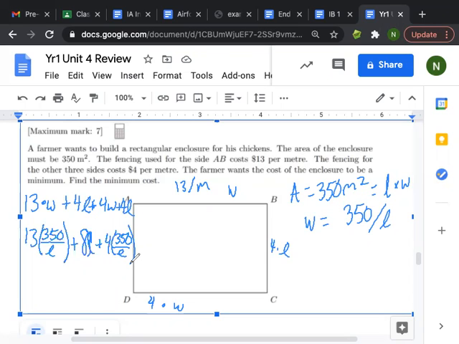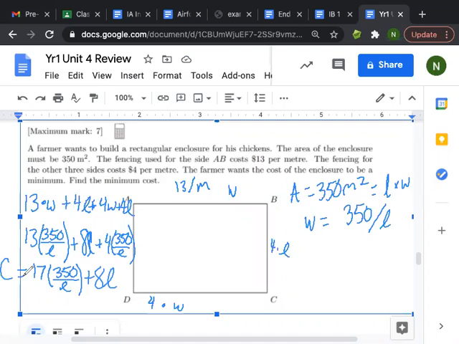I'm going to combine it again just because I don't have my calculator in front of me and I'm being lazy. So this is 17 times 350 divided by L. You put 13 as a... Oh, thank you, I appreciate it. 17 times 350 divided by L plus 8L. That's the function for cost.